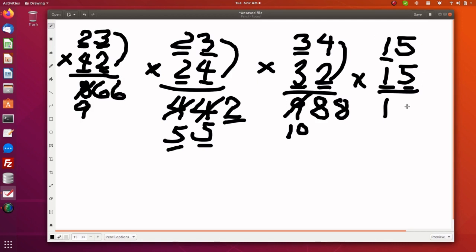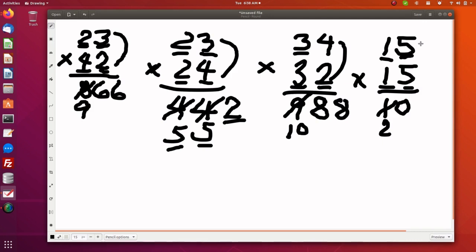So, 1 times 5 is 5. 1 times 5 again is also 5. 5 plus 5 is 10. So, 0. And then, add 1 here. That will become 2. Okay.